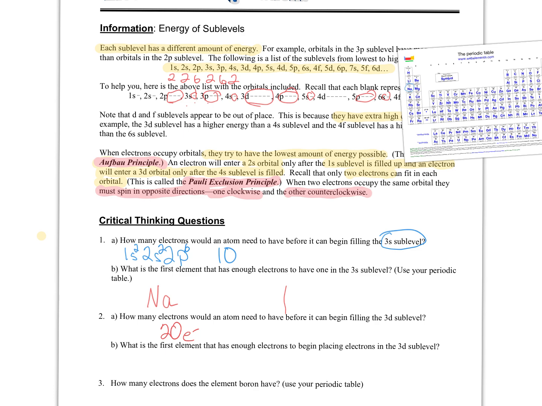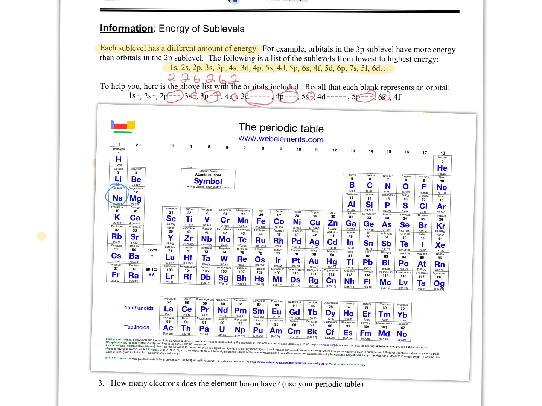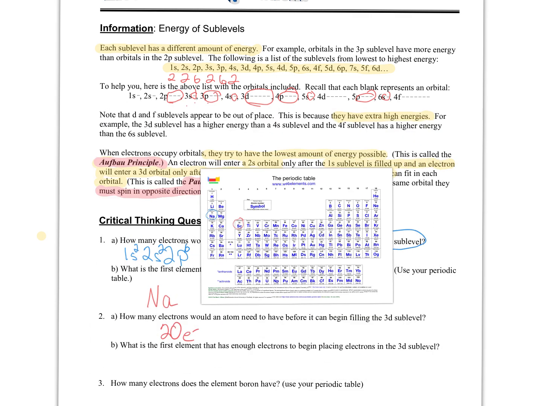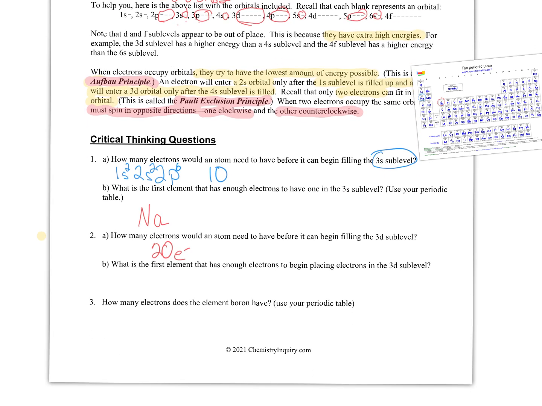What is the first element that has enough electrons to go into the 3d? So which one has enough to go into the 3d? So let's look at our periodic table again. So we're looking for who has 21. So that's right there. That would be scandium, Sc. So we'll put this away now. So Sc, scandium.